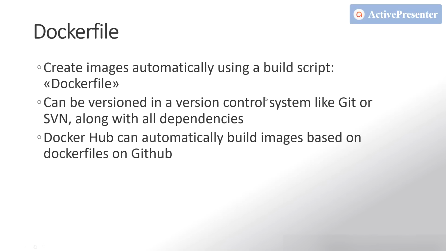It can be versioned in a version control system like Git or SVN along with all dependencies. Okay. Docker Hub can automatically build images based on Dockerfiles in GitHub. That's crazy. Okay. So Docker Hub is nothing but your centralized online repository for Docker. It can automatically build images and keep the images in your Docker Hub once you upload the stuff.